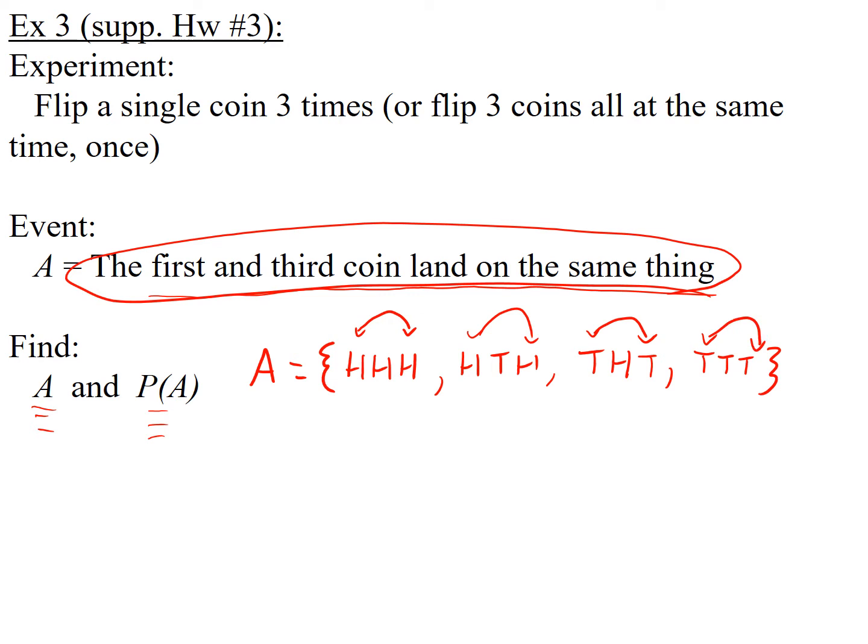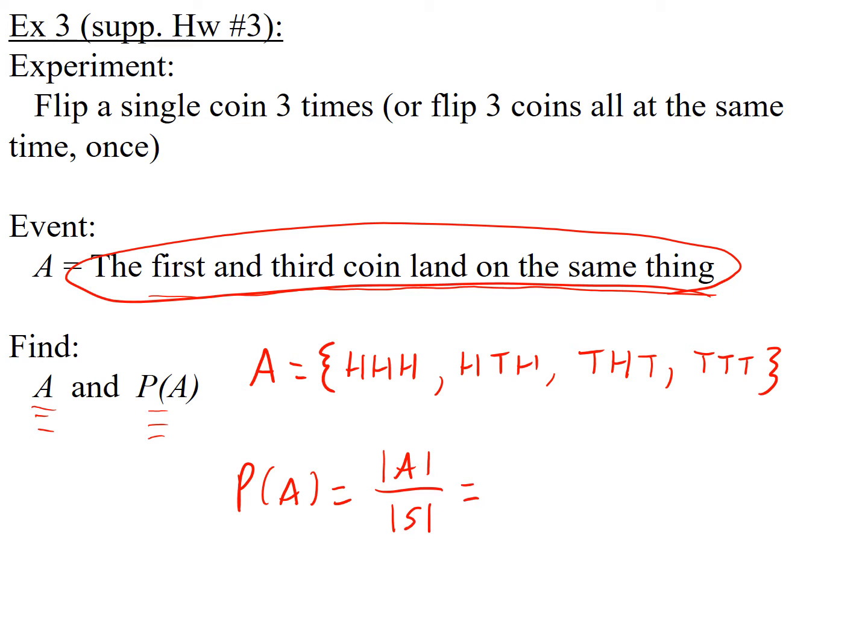All right, let me go ahead and get rid of these arrows to just clean it up a little bit. Now that we have A, how do we find the probability of A? Well, we have a formula for it, the classical formula. The formula for probability of A is absolute value of A over absolute value of S. Absolute value of A is the number of things in A. If you count the number of things in A, it looks like there's 4 things. 4 different outcomes in this event here.